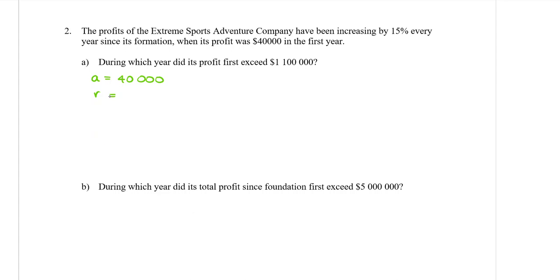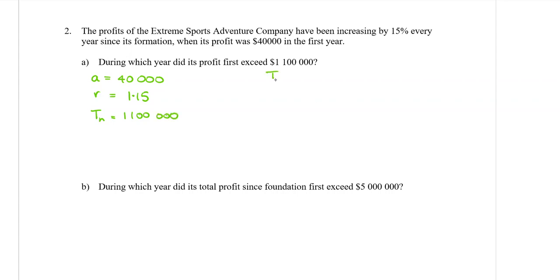If you times by 0 point anything, the terms are getting smaller. So it's 1.15. Increasing by 15% means you need the 1 plus the 15%. So it's 115% or 1.15 as a decimal. We are trying to find when the term exceeds 1.1 million. So let's put that into our formula.